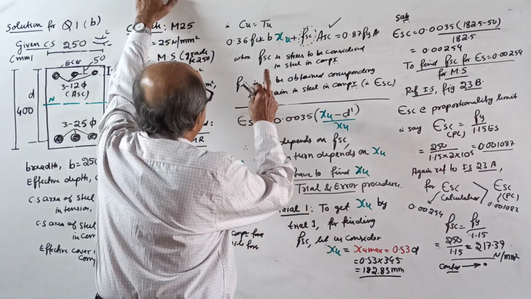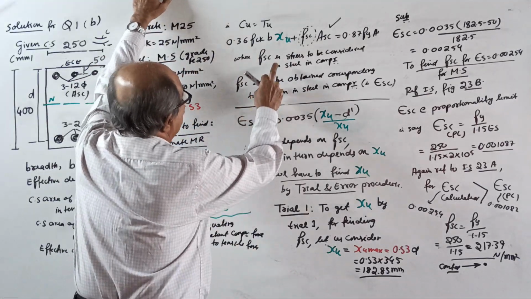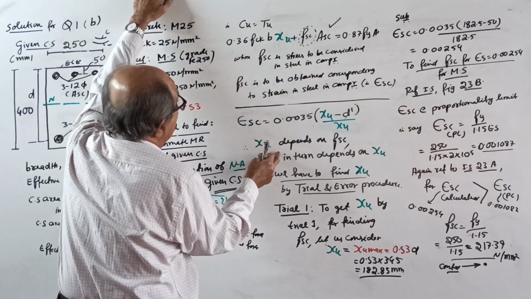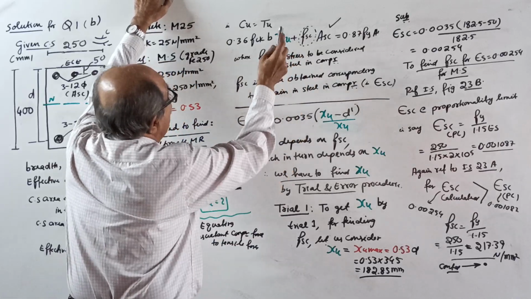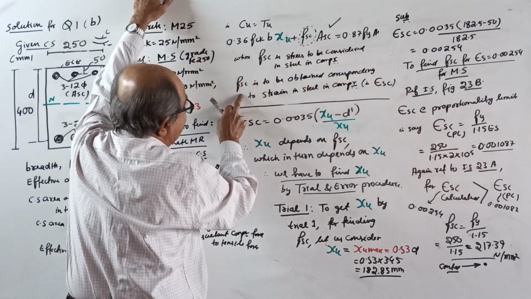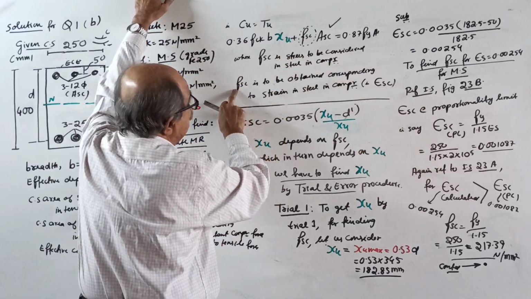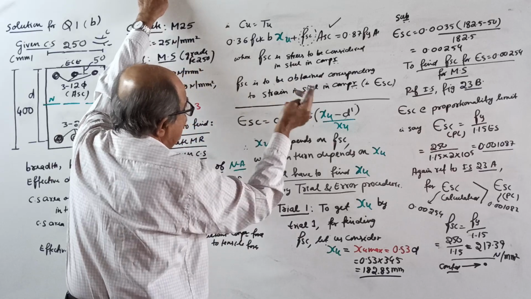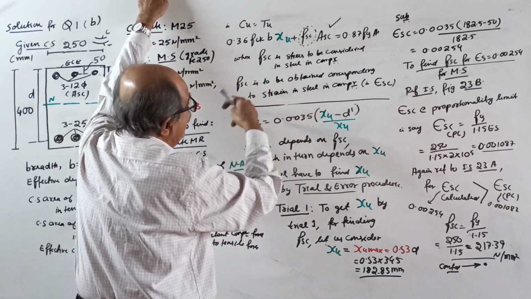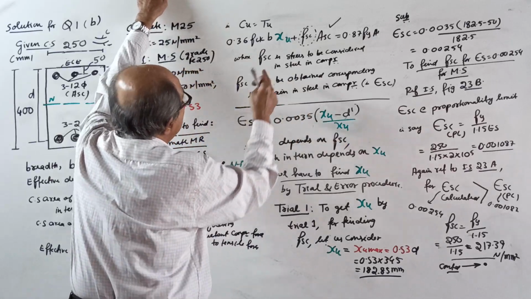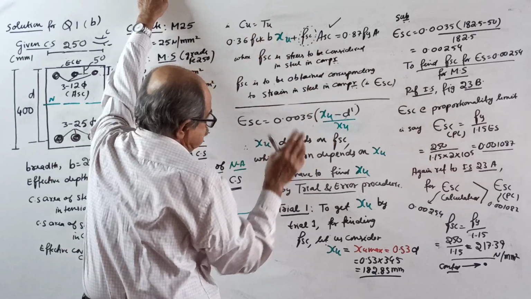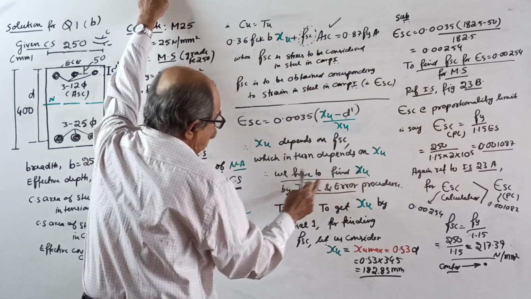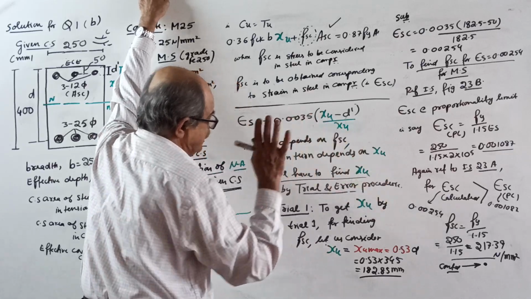So, what you will do? You have to write the statement here. First, you write the equation, tell what is FSC, then write FSC, you require epsilon SC, write the equation for epsilon SC, where XU will come, then you write XU depends on FSC, FSC depends on XU. Now, we have to find XU by trial and error procedure.